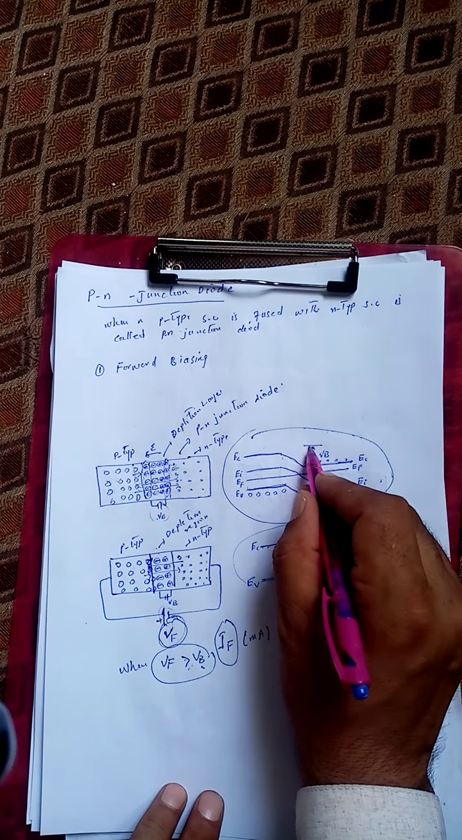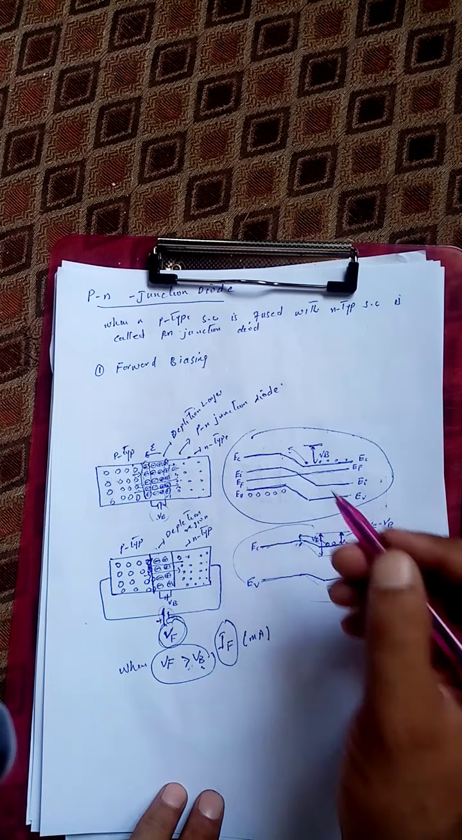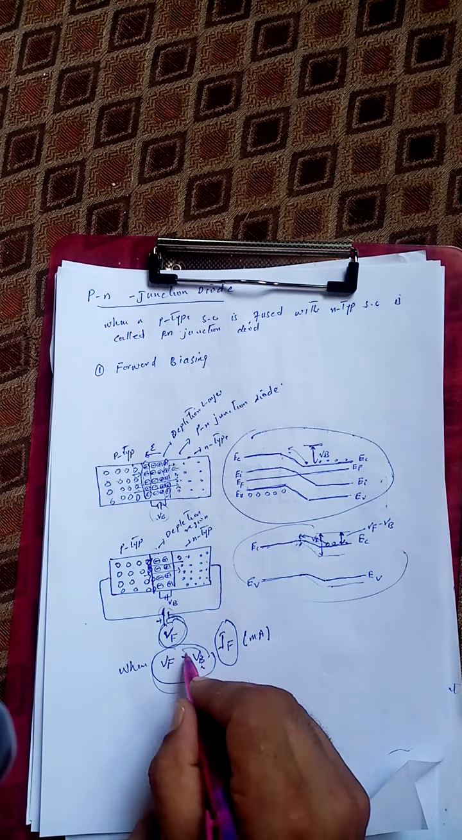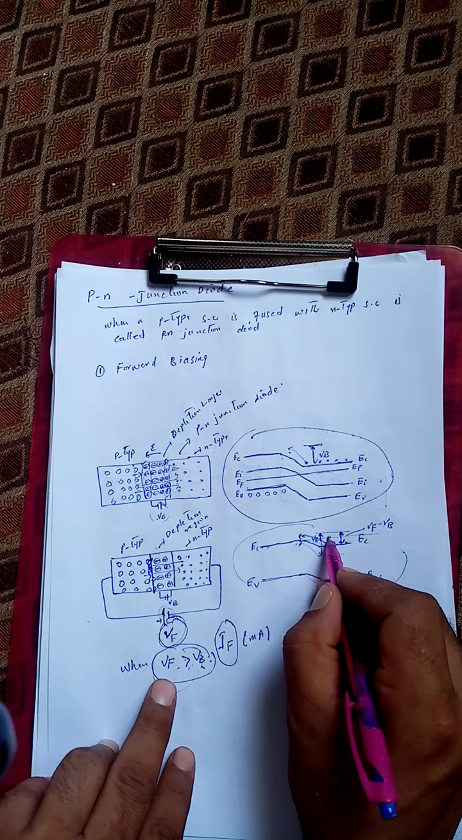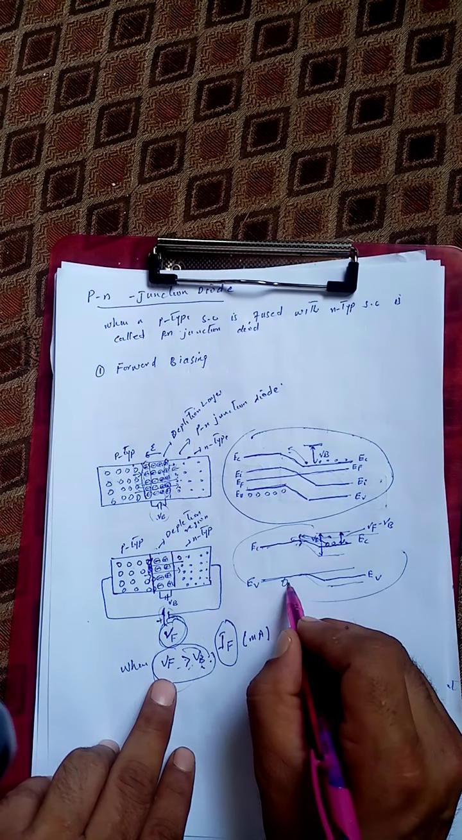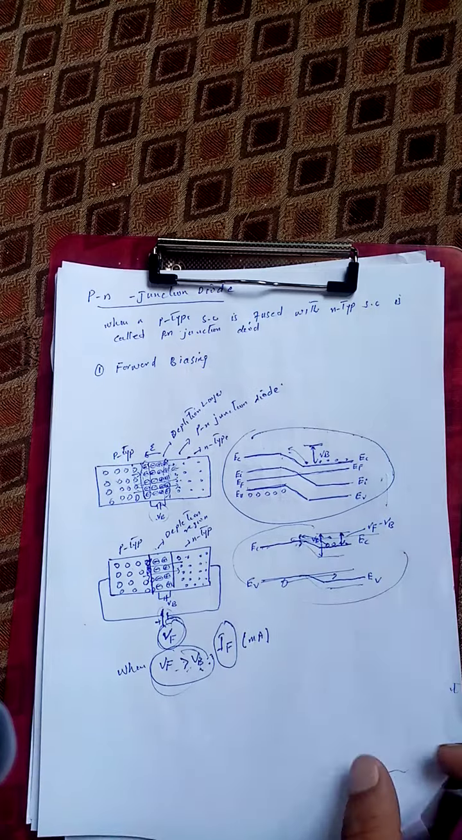But here the biasing barrier potential is very high, so the electron needs more energy. Here it needs a smaller energy. Now if this becomes greater than VB, then they will become almost equal, so the electron can easily move from here to there, and holes can also move easily from here to here. So this is all about forward biasing.